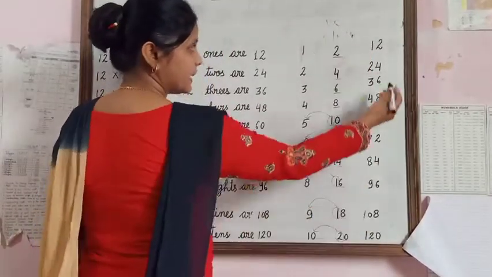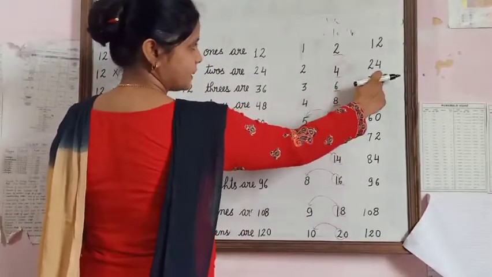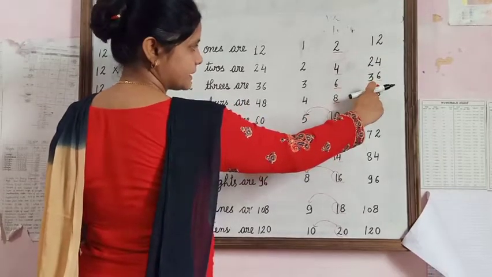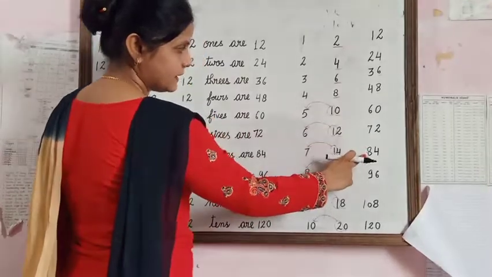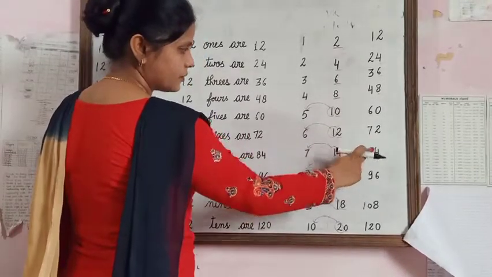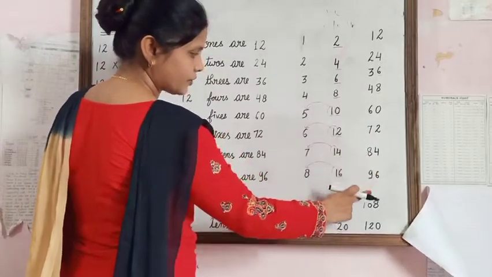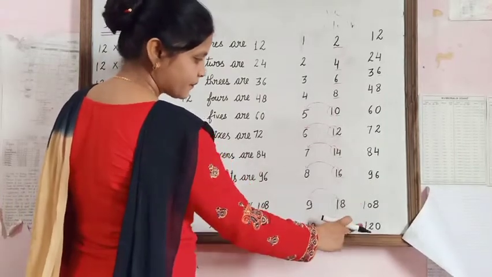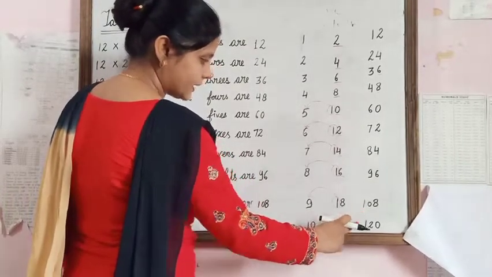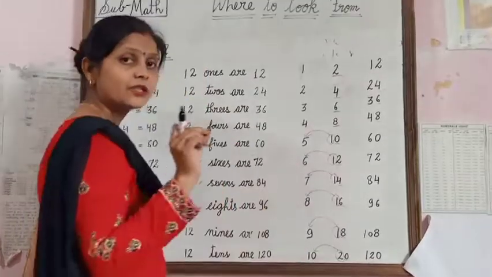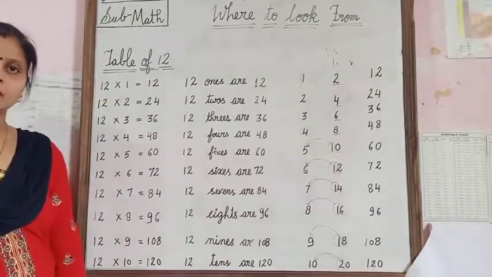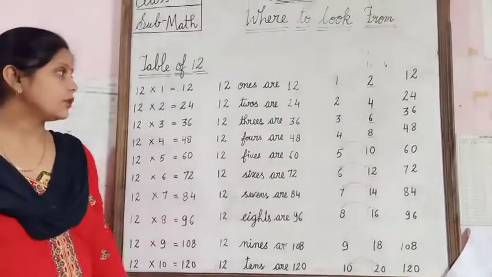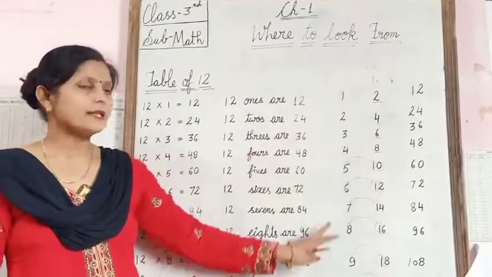Table. That means 12 ones are 12, 12 twos are 24, 12 threes are 36, 12 fours are 48, 12 fives are 60, 12 sixes are 72, 12 sevens are 84, 12 eights are 96, 12 nines are 108, 12 tens are 120. You have a new pattern of table 12. So, clear? So now your table is complete.